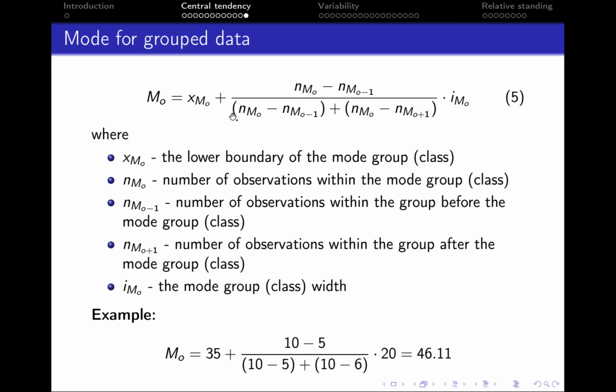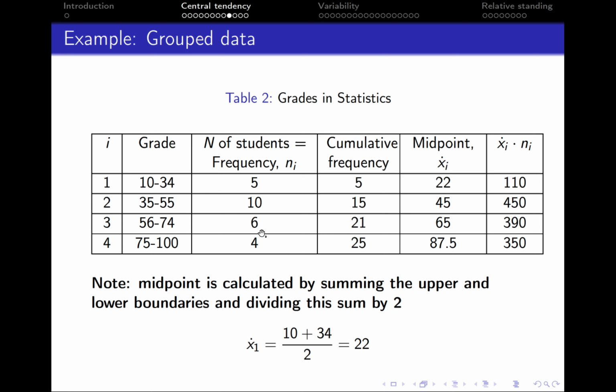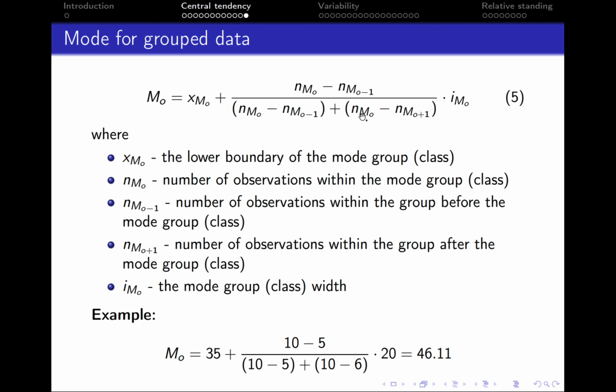And then we divide it by the same difference plus, once again, the number of observations within the mode group. So 10 minus nm0 plus 1, which is the number of observations within the group after the mode group. The group that we have after the mode group is number 3, and we can see that the number of observations there is 6. And after this, the fraction is once again divided by the mode group width, which we know is the difference between the lower and the upper boundary. So it is equal to 20. So when we put everything into one equation, we get that the mode for this data set is equal to 46.11.